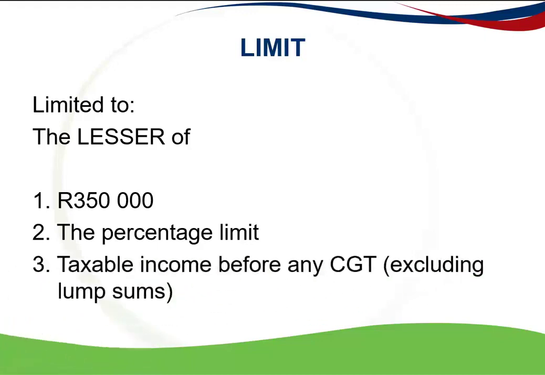And then thirdly, and this is what a lot of students forget to include in their limitation calculation, because it came in later, and if you're using an old textbook, it won't be in that textbook, is the taxable income before any capital gains tax. So it excludes capital gains tax and excludes lump sums. Okay, so the person can deduct of their total contributions the lesser of these three limitations.